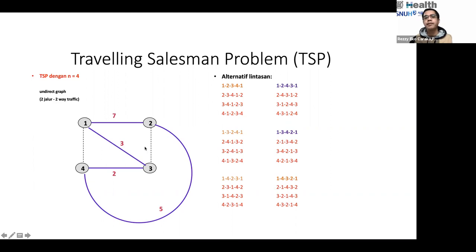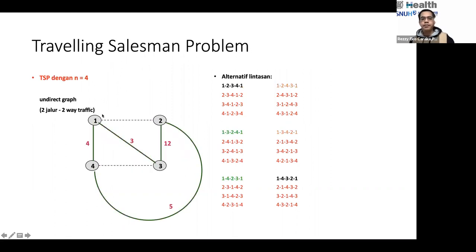So for example, like this, I can use 1, 2, 4, 3, and 1, or 1, 3, 4, and back again to 1. This is an example of the indirect graph. If we have two-way roads but also severe traffic, a good idea is to use 1, 2, 3, 4, and back again to 1. So this is the example.